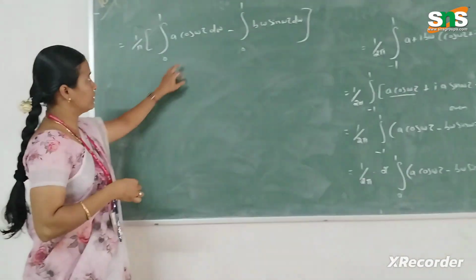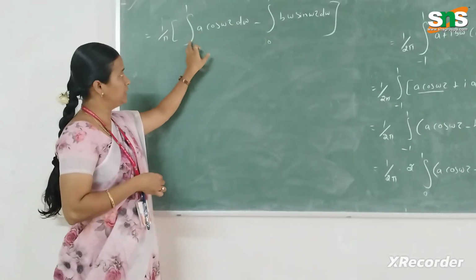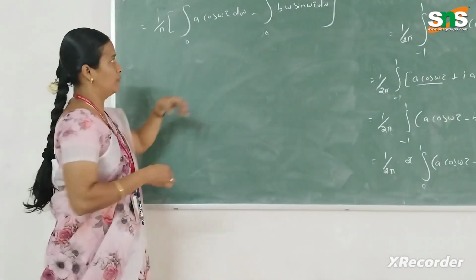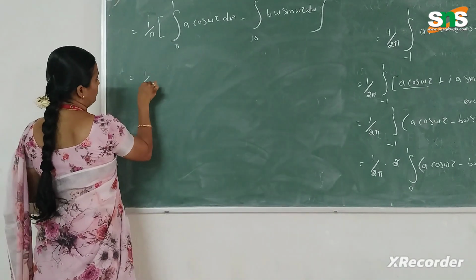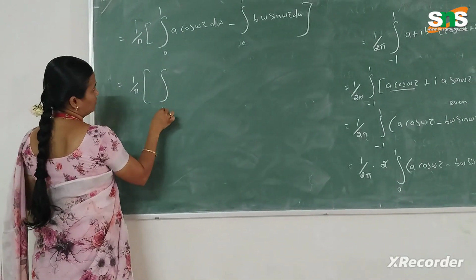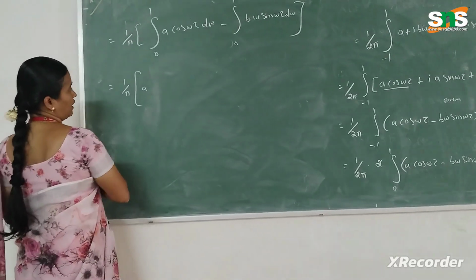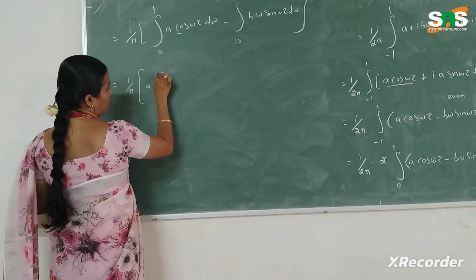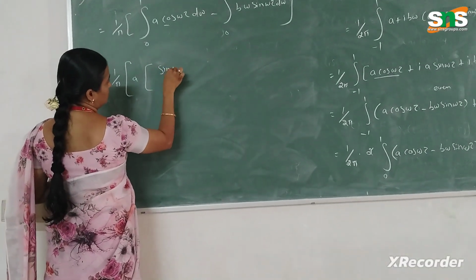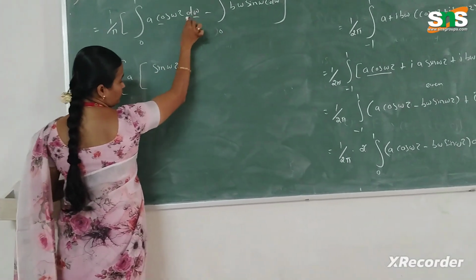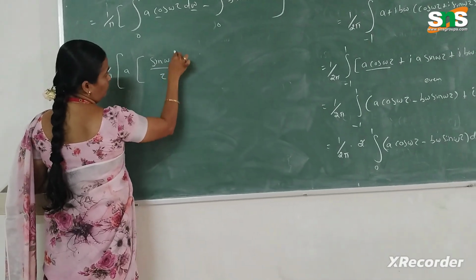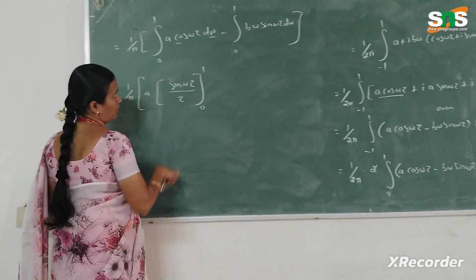So what is the actual integral? Here a is a constant. Integral of cos is nothing but sin. So for the first term, 1 by pi, a is a constant, take it outside. The integral of cos omega tau is sin omega tau by tau. This integral is with respect to omega, and the limit varies from 0 to 1.